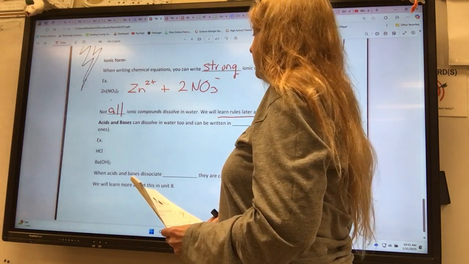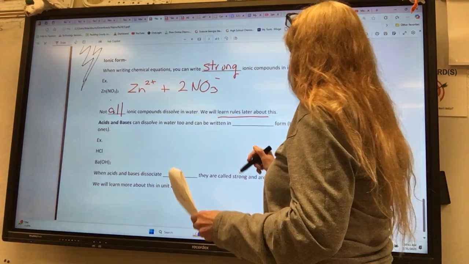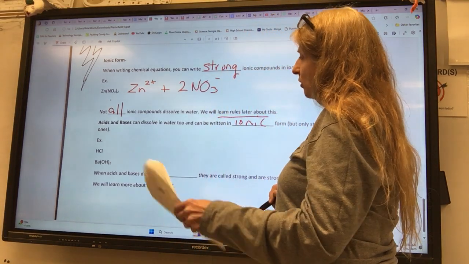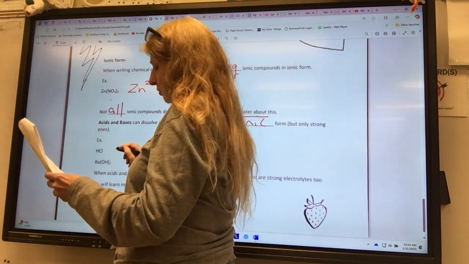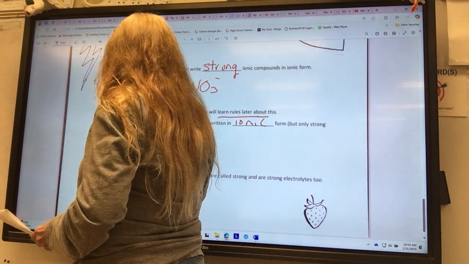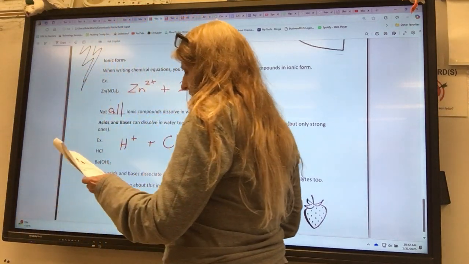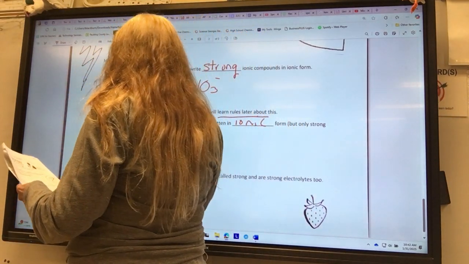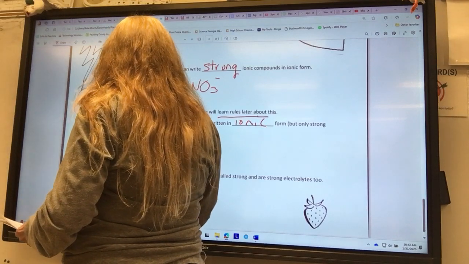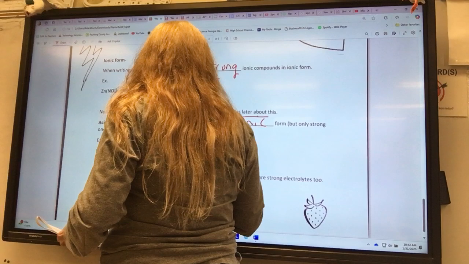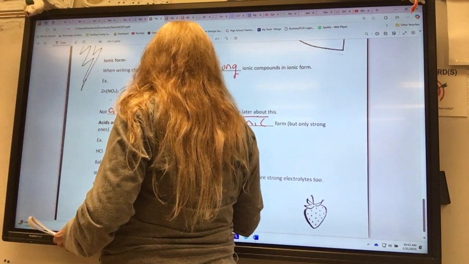Okay, acids and bases dissolve in water too and can also be written in ionic form. But only the strong ones that dissolve completely. Like hydrochloric acid, it dissolves into H plus and Cl minus. That's a strong acid. Barium hydroxide is the base. So barium plus 2 plus the hydroxide ion, and I've got 2 of them.